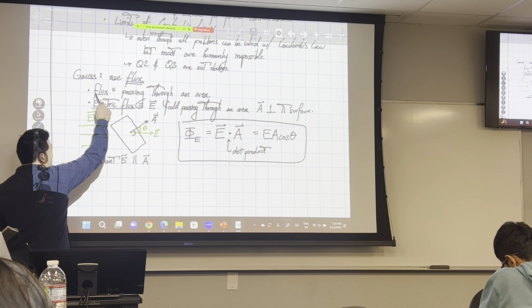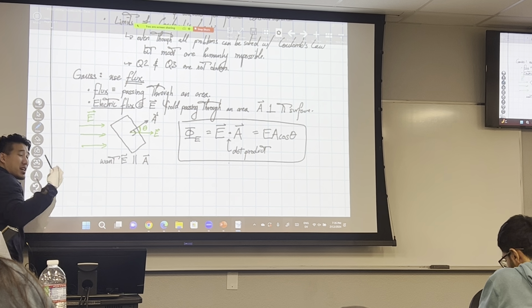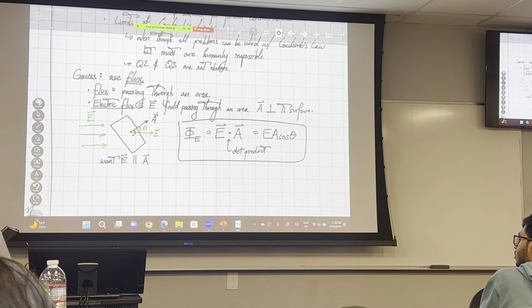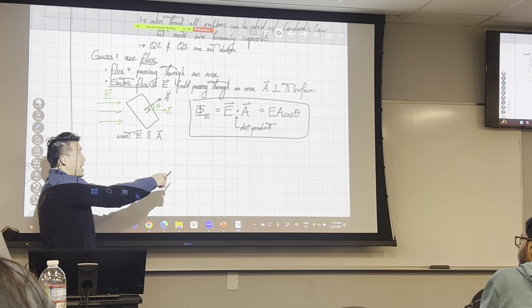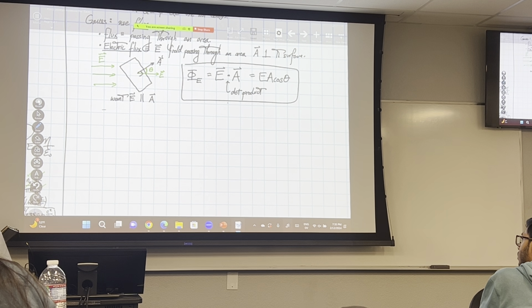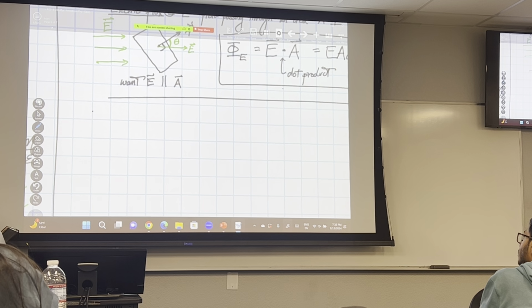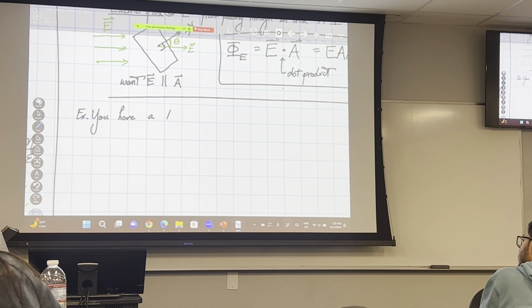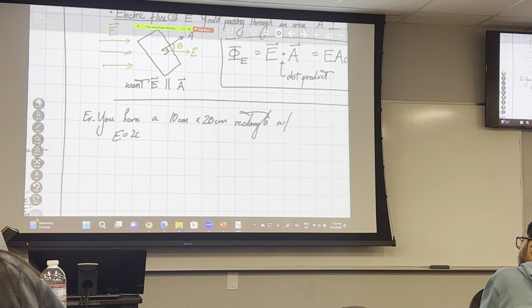So Gauss's law is going to be using this concept of an electric flux, and that's what we'll get to on Wednesday. So let's make sure we know how to compute a dot product, and that will be the last thing we do today, so we'll do a very short example. Let's say you have a 10 centimeter by 20 centimeter rectangle with an electric field equal to 200 newtons per coulomb, and theta is equal to 30 degrees.